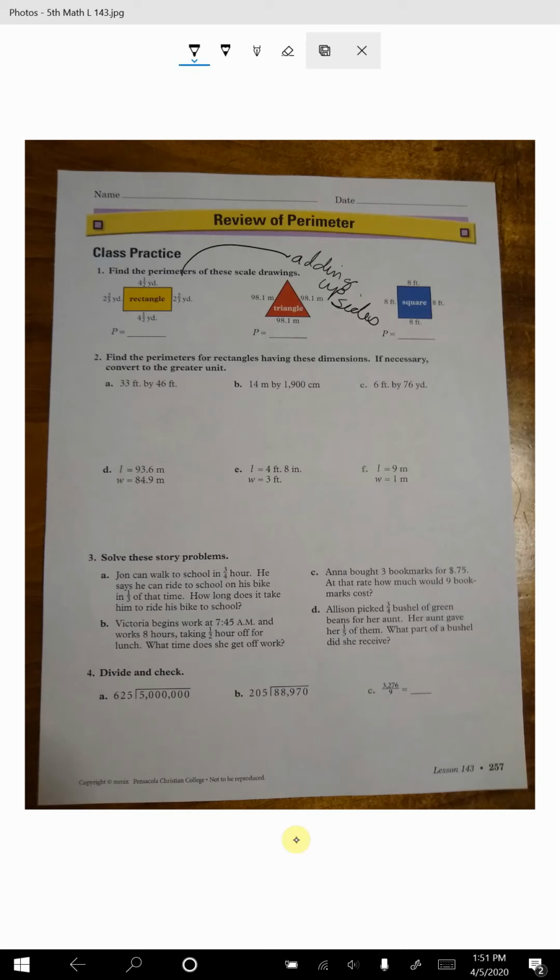All right, so for the rectangle, you have perimeter equals 2 times the length plus 2 times the width. All right, so we're going to do 2 times 4.5. I'm going to work down here. 2 times 4.5.